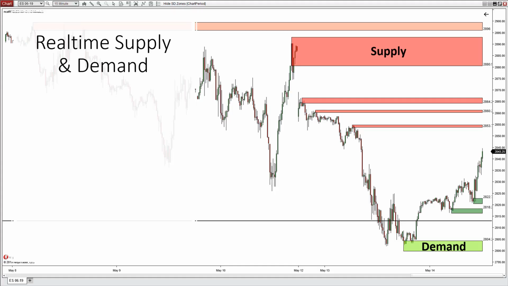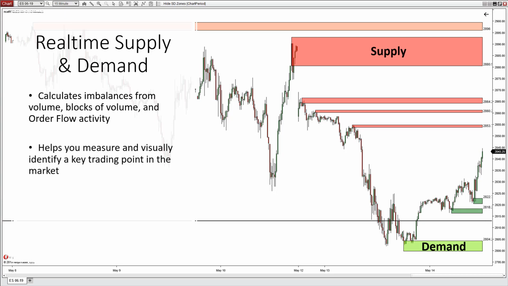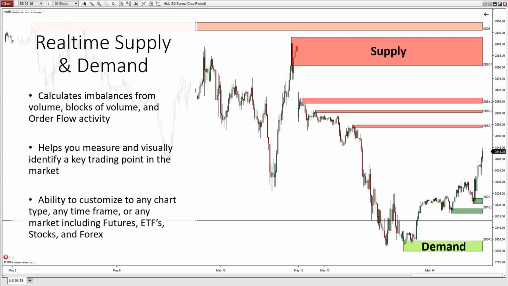The real-time supply and demand tool is going to help you calculate imbalances from volume, blocks of volume, and order flow activity. It helps you measure and visually identify a key trading point in the market. And you have the ability to customize this to any chart type, any time frame, or any market, including futures, ETFs, stocks, and Forex. So you can, again, use this on any time frame that you want.